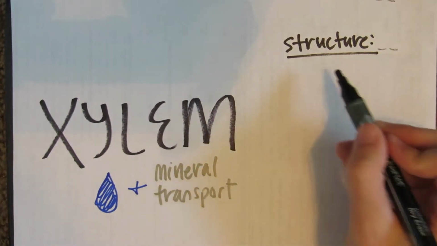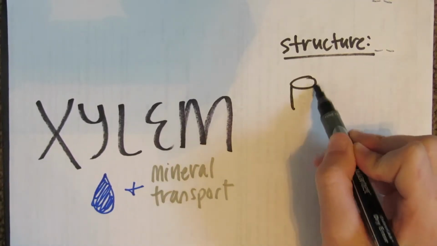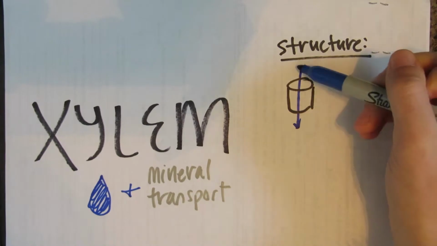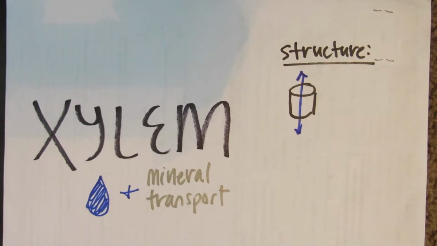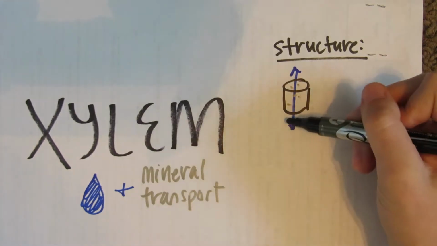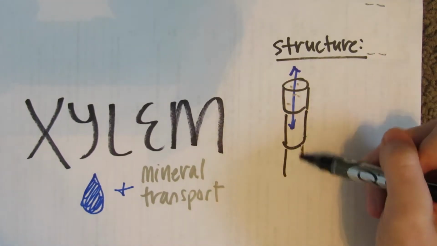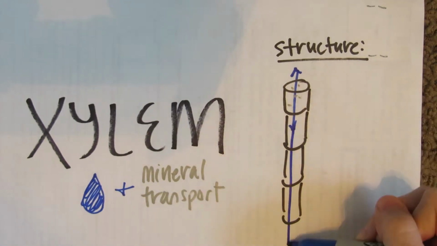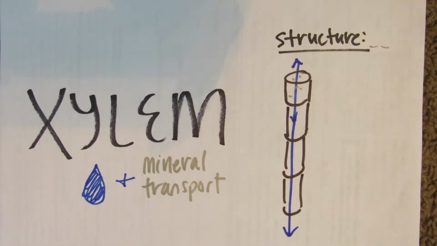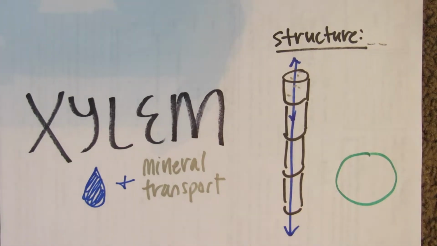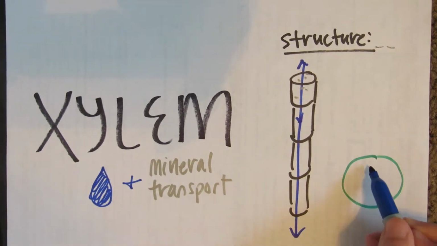So the structure of xylem is pretty intuitive. It's long and thin, and it's hollow upon maturity, so that way water and minerals can actually travel up and down through it. And once you put the cells end to end, that's what makes up the whole xylem. So they travel the length of the plant.